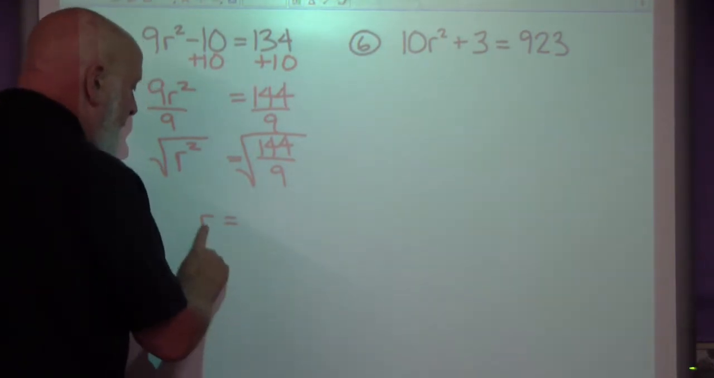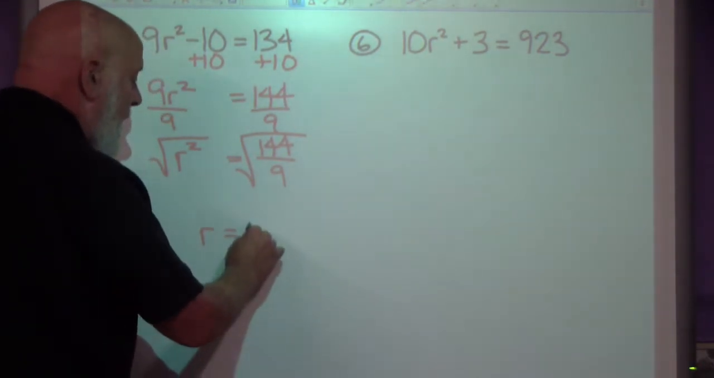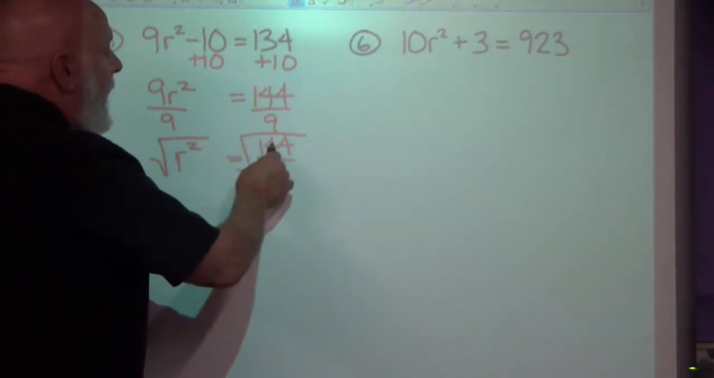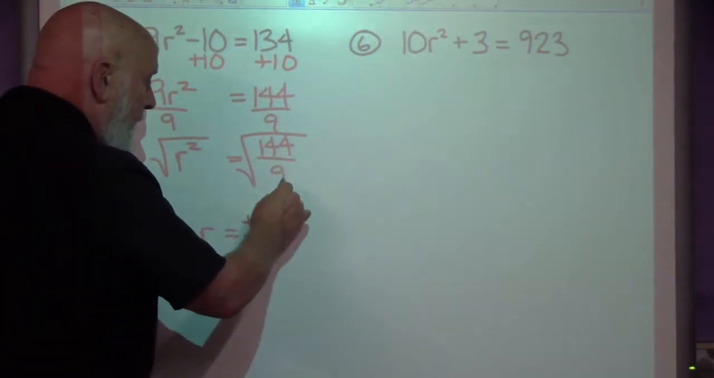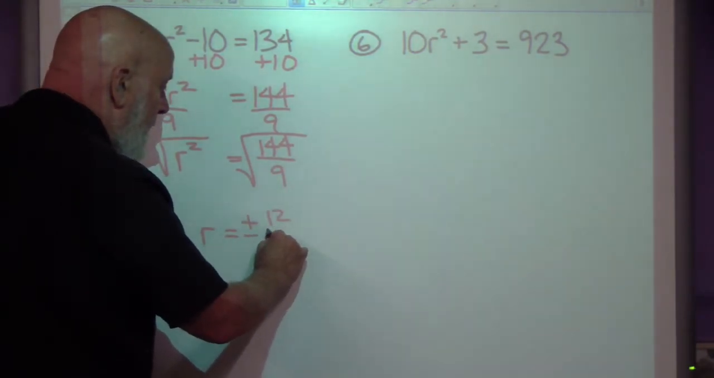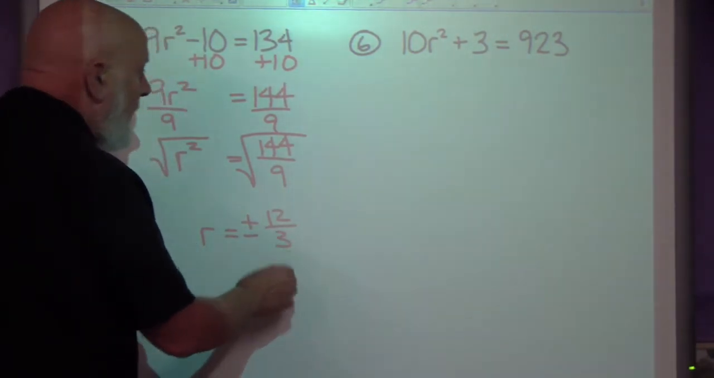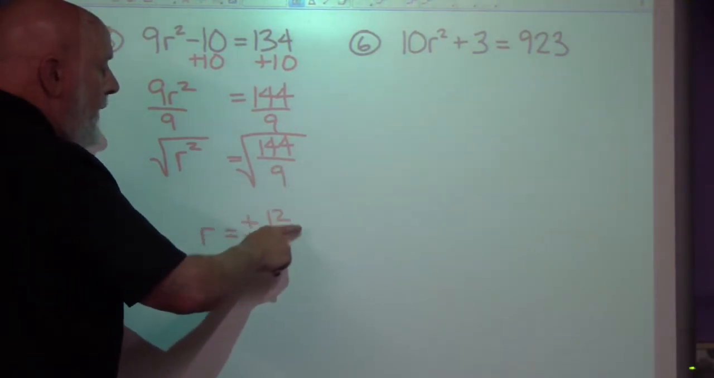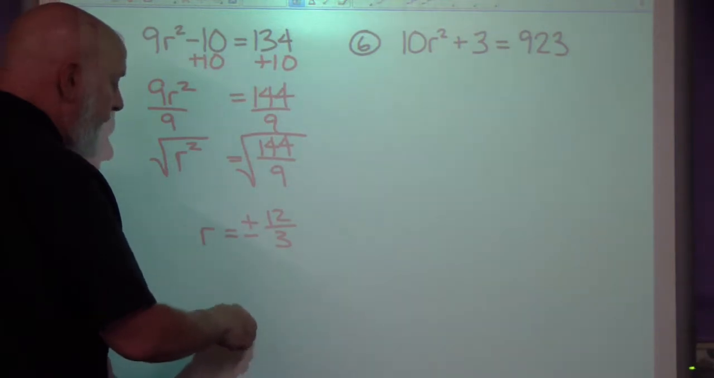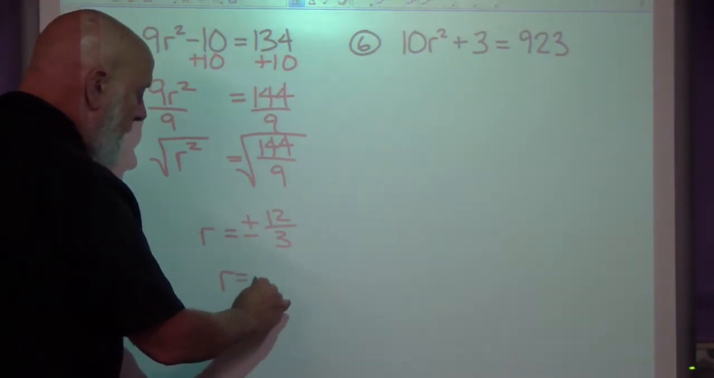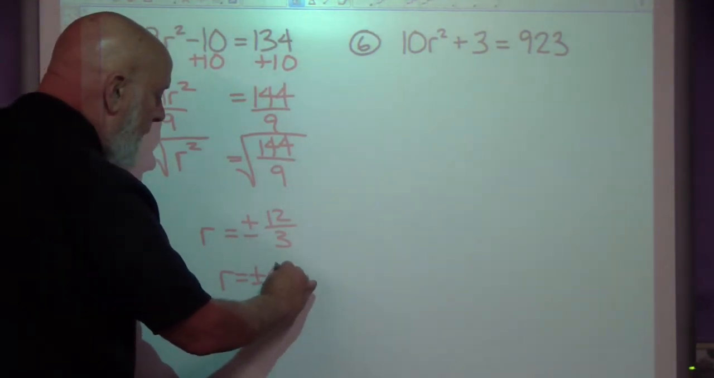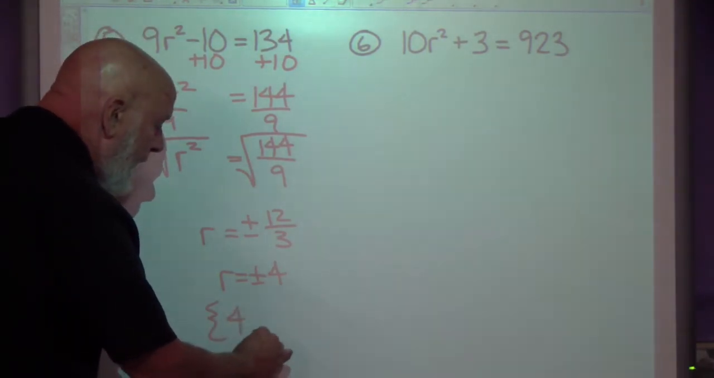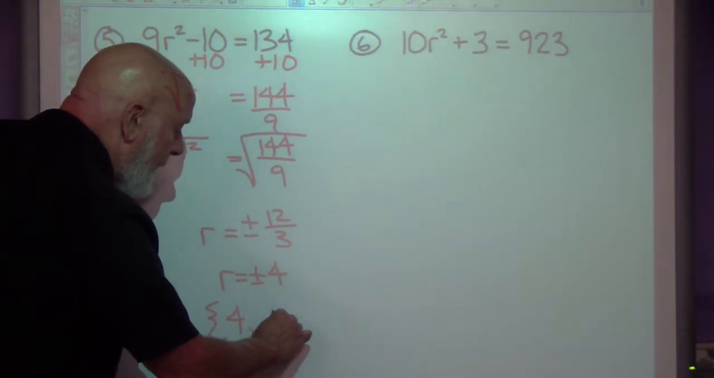And this will give me, I'm going to say plus or minus, because I know it's going to have a positive and a negative solution, or a root. And this will give me 12 over 3. Square root of 144 is 12. Square root of 9 is 3. And 12 divided by 3 is 4. So we could say the set whose members are 4 and negative 4.